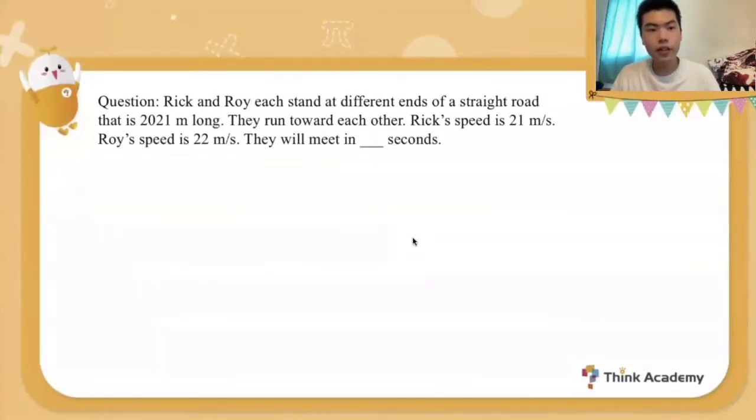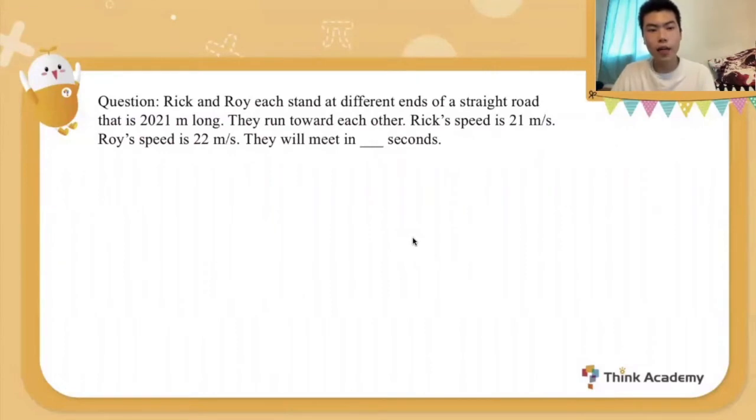Here's our question. Suppose Rick and Roy each stand at different ends of a straight road that is 21 meters long. They run toward each other. Rick's speed is 21 meters per second. Roy's speed is 22 meters per second. They will meet in how many seconds?